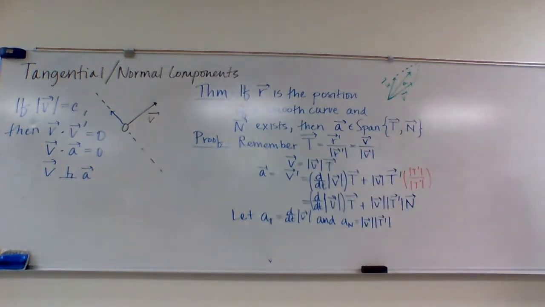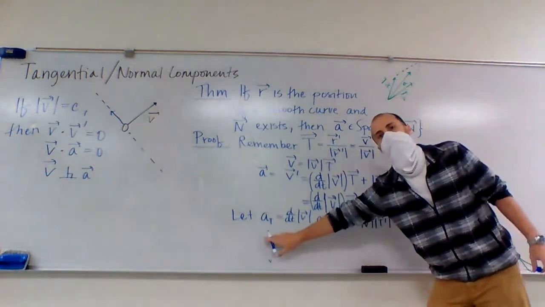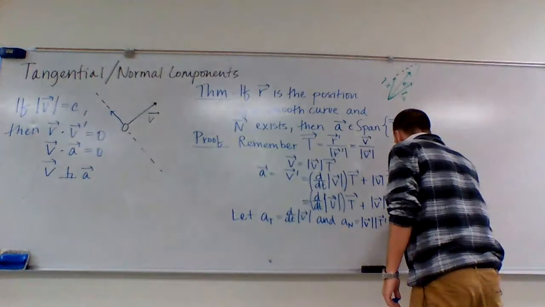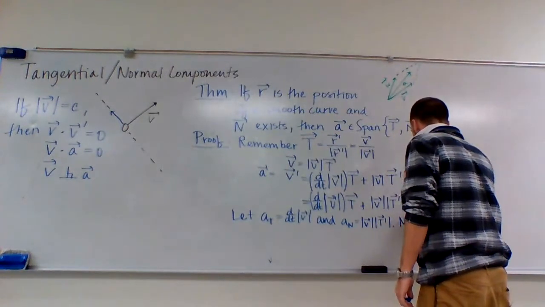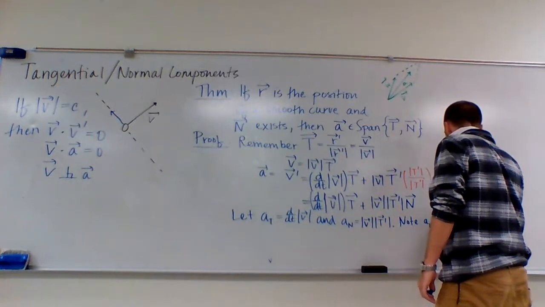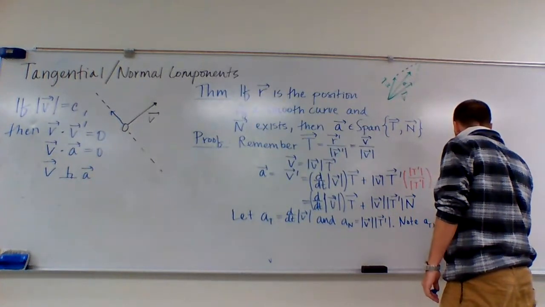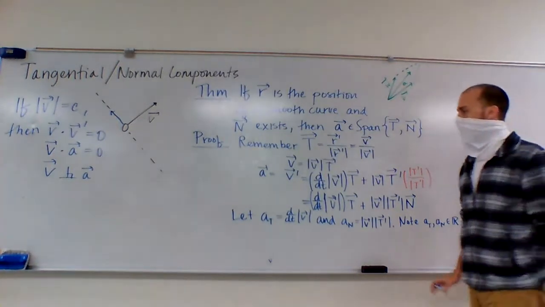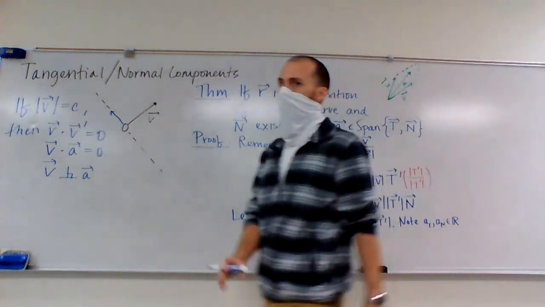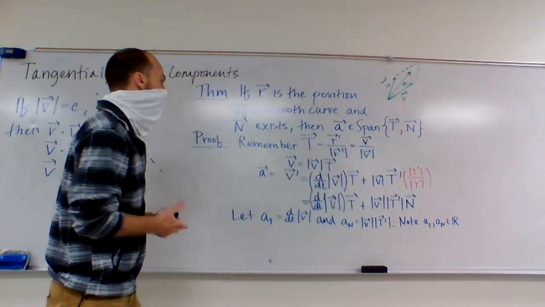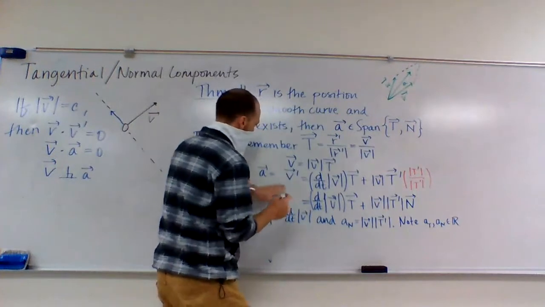Okay. I am asking you to note that both of these are real numbers, a sub t and a sub n. So I'm going to say note AT and AN are elements of the reals. Okay? They're lengths of vectors. They're the derivative of a length of a vector. The derivative of a real valued function will certainly be real valued. And so I can say, this line, this is still equal to A.